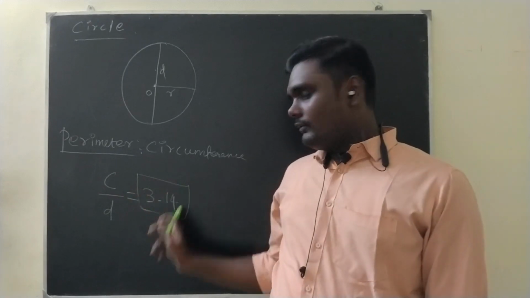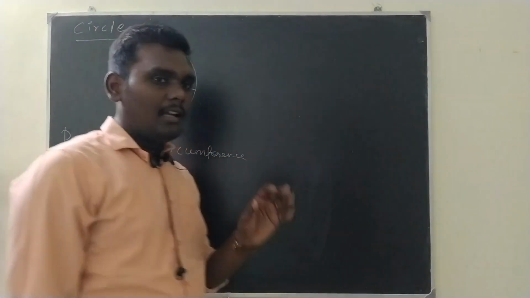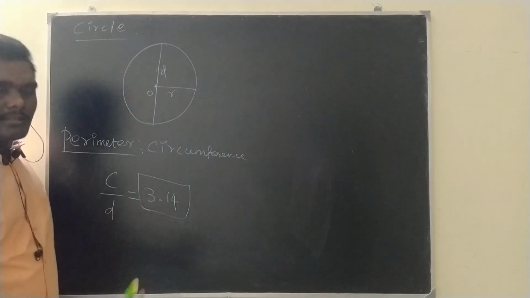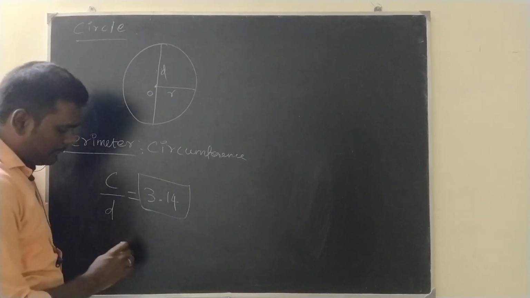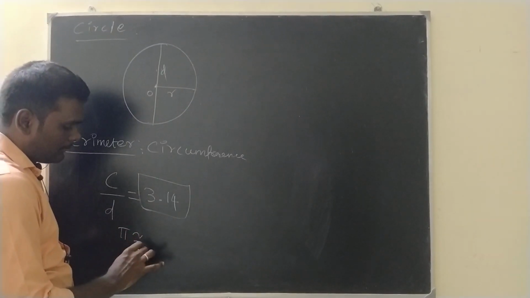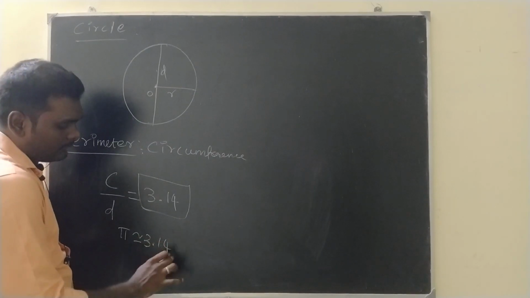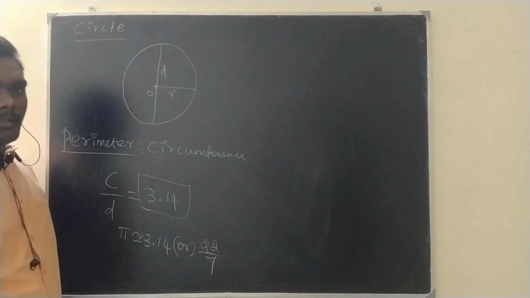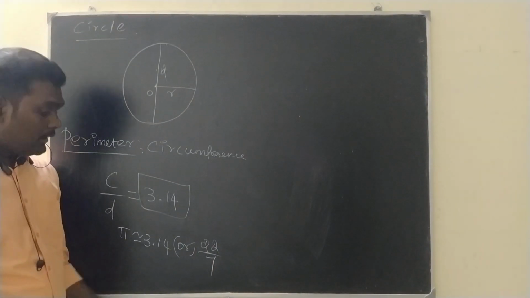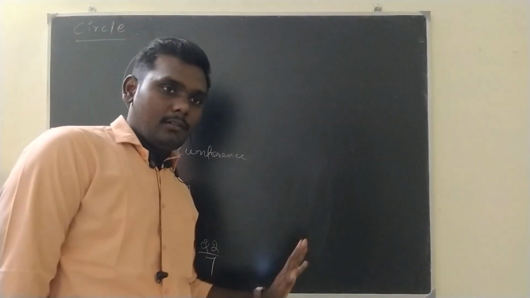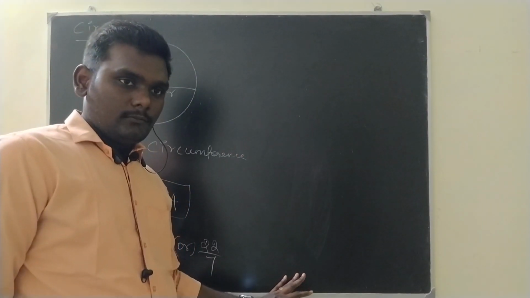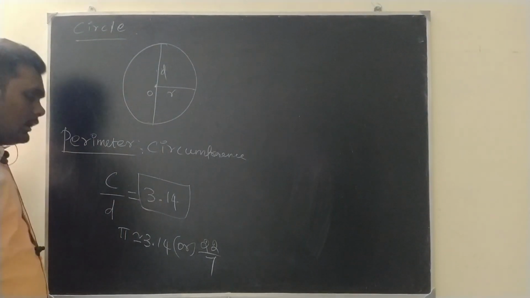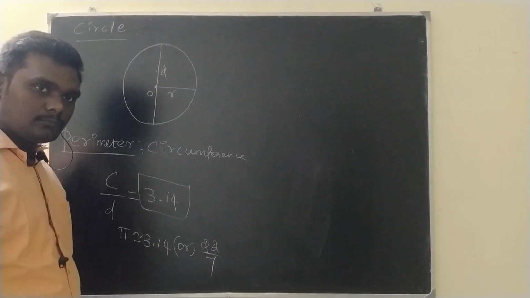Instead of using 3.14, they came up with an approximate value. There is a constant in math that is equal to 3.14, which is pi, approximately 3.14, or you can write 22 by 7 because both approximate to 3.14. 22 by 7 is also not exactly 3.14. The approximate value of 22 by 7 is 3.1. Okay. Now, we replace this.